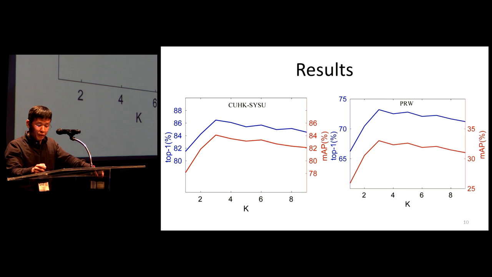And finally, we show the influence of the context size K. Because we only use similarity score to determine the context pairs, it is inevitable to include some noisy context pairs. So the performance will decrease when K grows bigger. Our best performance is achieved when K is 3. So this is the overall introduction of this work, and welcome to our poster if you are interested. Thank you very much.